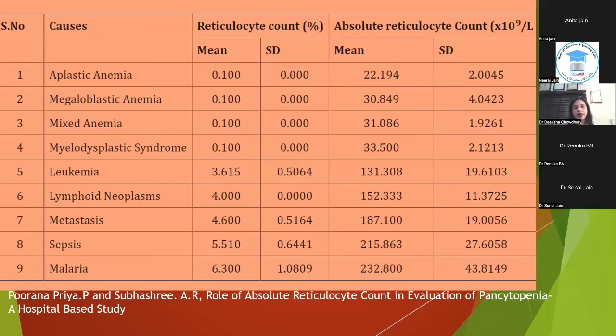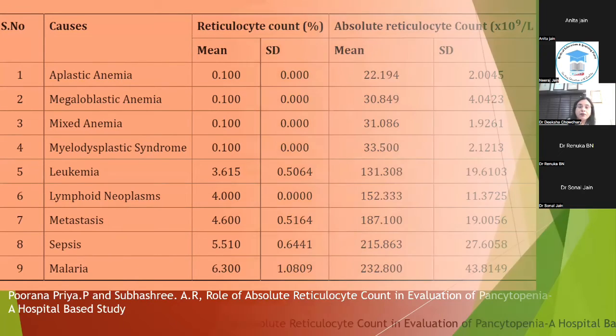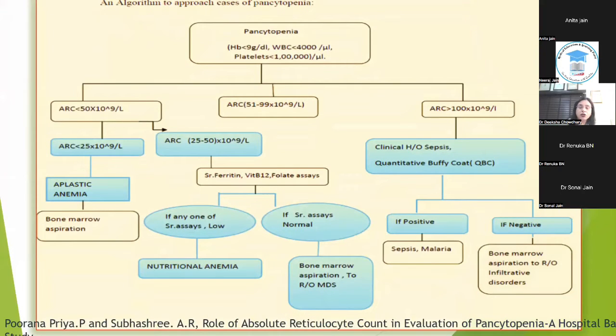A study done by Purnia et al. on the role of absolute reticulocyte count in evaluation of pancytopenias was a hospital-based study, based on which they were able to divide pancytopenia cases into three categories. One, of course, was with absolute reticulocyte count normal, that is 51 to 99 × 10^9. The other category was absolute reticulocyte count less than 50. And then the third was ARC more than 100. Now, the less than 50 category was again divided into two, less than 25 and 25 to 50.